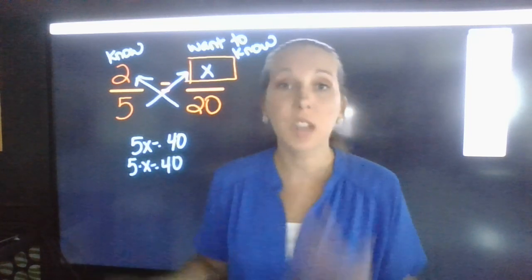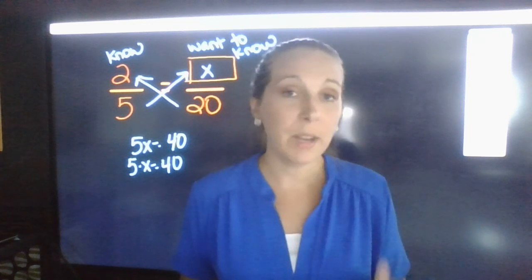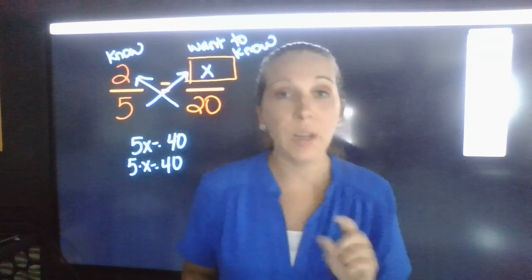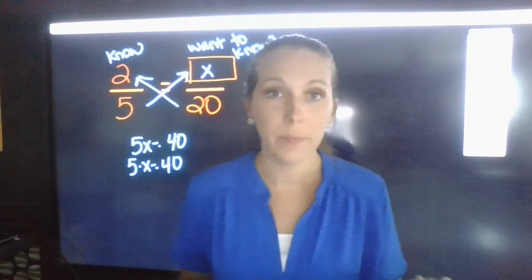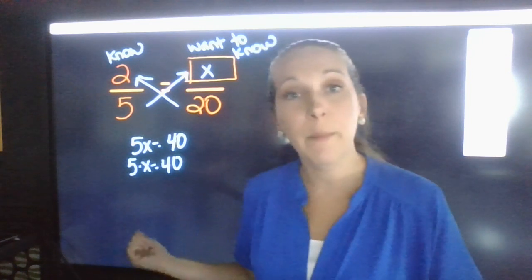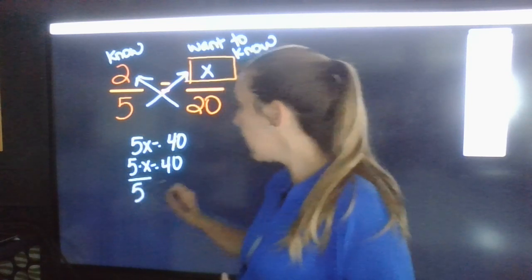So in order to solve equations, our main goal is to get the variable isolated. Isolated means to get it by itself. In order for us to isolate a variable, we need to do inverse operations. Inverse operations means we're going to do everything backwards. So for instance, in this problem, we have times 5. So the inverse of times 5 is going to be dividing by 5. So we're going to divide both sides by 5.